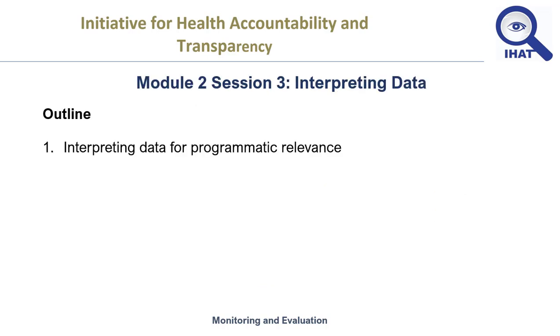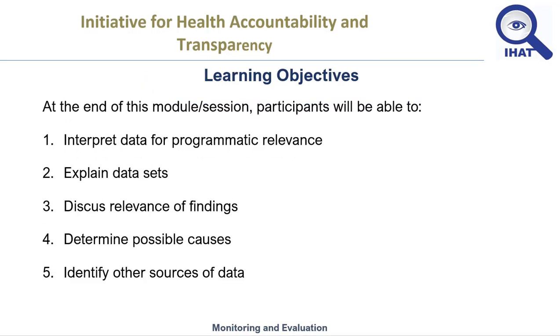Let's quickly look at Module 2, Section 3, which is the final section and is about interpreting data. The outline of this section is interpreting data for programmatic relevance. At the end of this module and session, participants will be able to interpret data for programmatic relevance, explain data sets, discuss relevance of findings, determine possible causes, and also identify other sources of data.